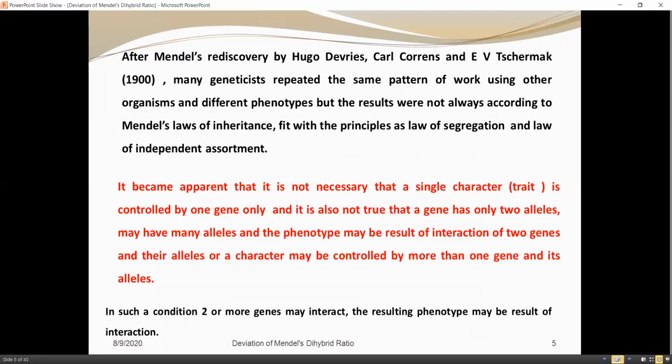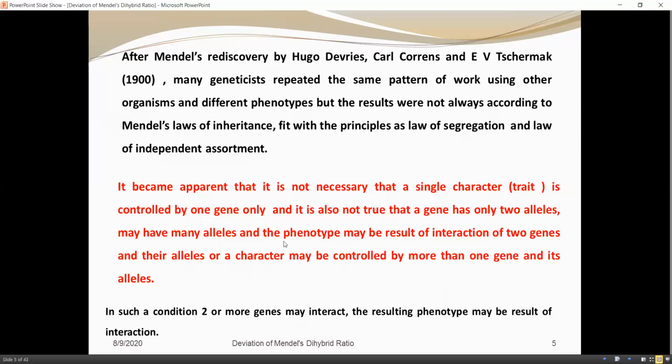After Mendel's rediscovery by Hugo de Vries, Karl Correns and E.V. Tschermak in 1900, many geneticists repeated the same pattern of work using other organisms and different phenotypes, but the results were not always according to Mendel's laws of inheritance, the law of segregation and law of independent assortment.